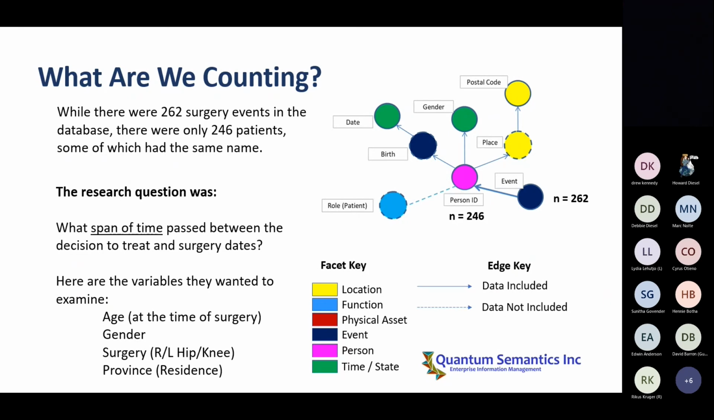we had to identify people who had 2 operations in the same period, the 6 months ending whenever it was. So those are identical individuals. But we also had to separate out people with the same name but different birth dates, because they can't be counted as one person, because obviously they're not one person, they're 2. So this is some of the things we talked about at the top of the hour. Again, the research question was, what time passed between the decision to treat and surgery dates, and these are the independent variables we wanted to talk about.